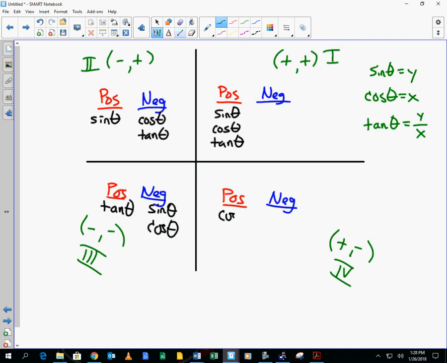Cosine's positive. Why? Because the x is positive. So then sine and tangent are negative. Now, when I first learned about this, I learned, really sine is y. So sine's positive above the x-axis. Cosine is x. So cosine is positive to the right. See that? And tangent is y over x. So it's wherever they're the same signs. And that's how I learned it.